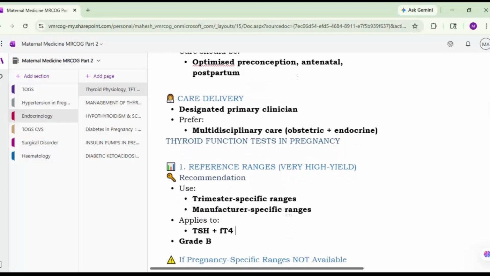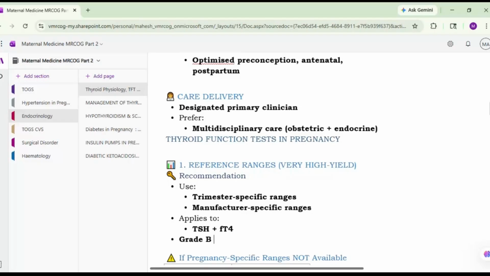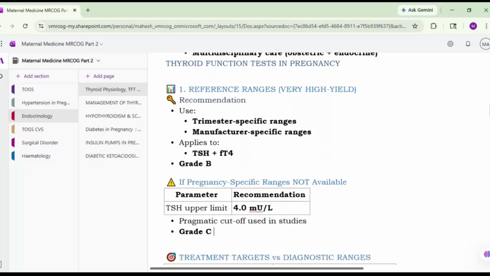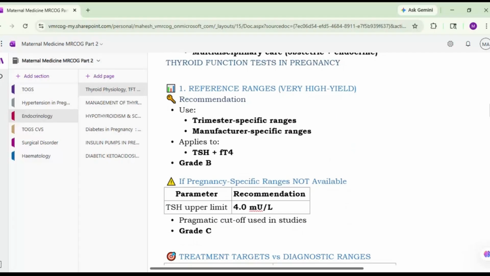Okay. Now let's see about the care which is to be given as far as thyroid function is concerned. There should be a designated primary clinician. It should be a multidisciplinary team approach, so you should have the obstetrician plus endocrine consultant managing these conditions. Now let's talk about the thyroid function test in pregnancy. For thyroid function test, there are two things you should remember: one is a trimester specific range and second is a manufacturer specific range. These are the two things to which you need to give importance.